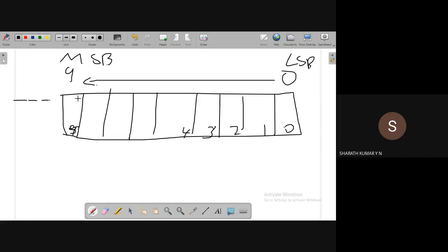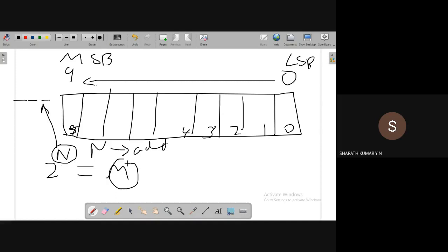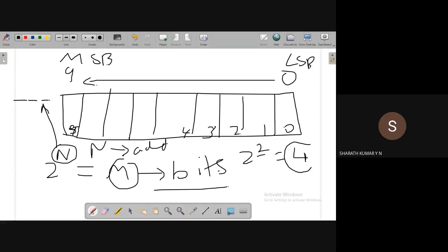Why 3-bit is because of 2 power 3. It is a 2 power n relation, where n is the number of address bits. 2 power n is equal to m, where m is the number of locations or bits in a register. For example, for a 4-bit register, what is the formula, guys? 2 power 2 is equal to 4. Very simple. So using a 2-bit address, we can identify a maximum of a 4-bit register.